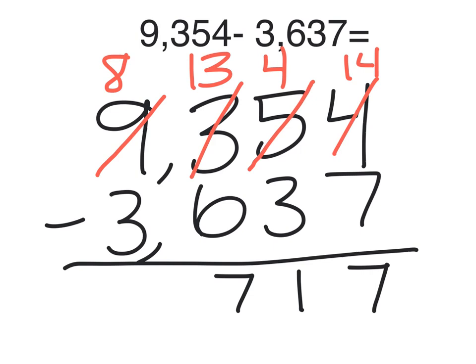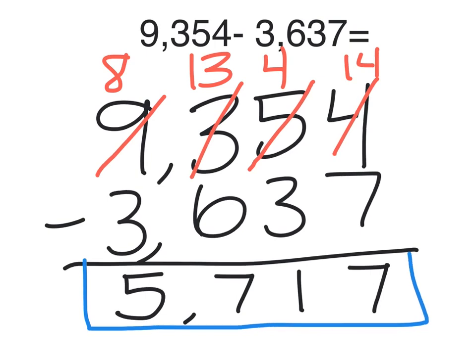All right, now our last place value is our thousands. 8 minus 3. Is that possible? Yes, it is. So what is 8 minus 3? You should have said 5. And here's our answer. It's going to be 5,717.